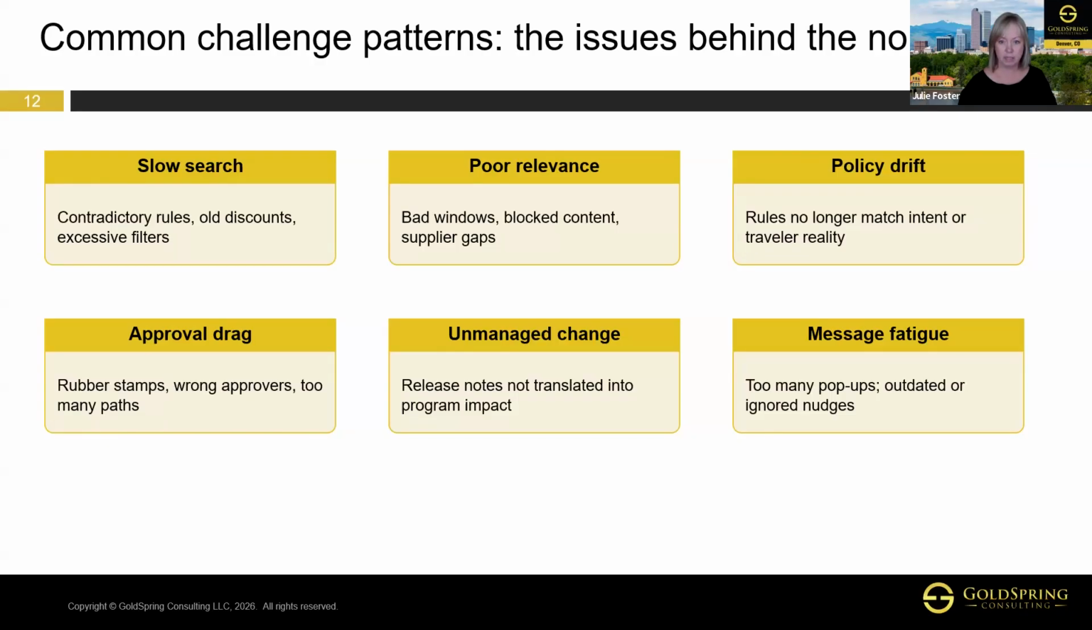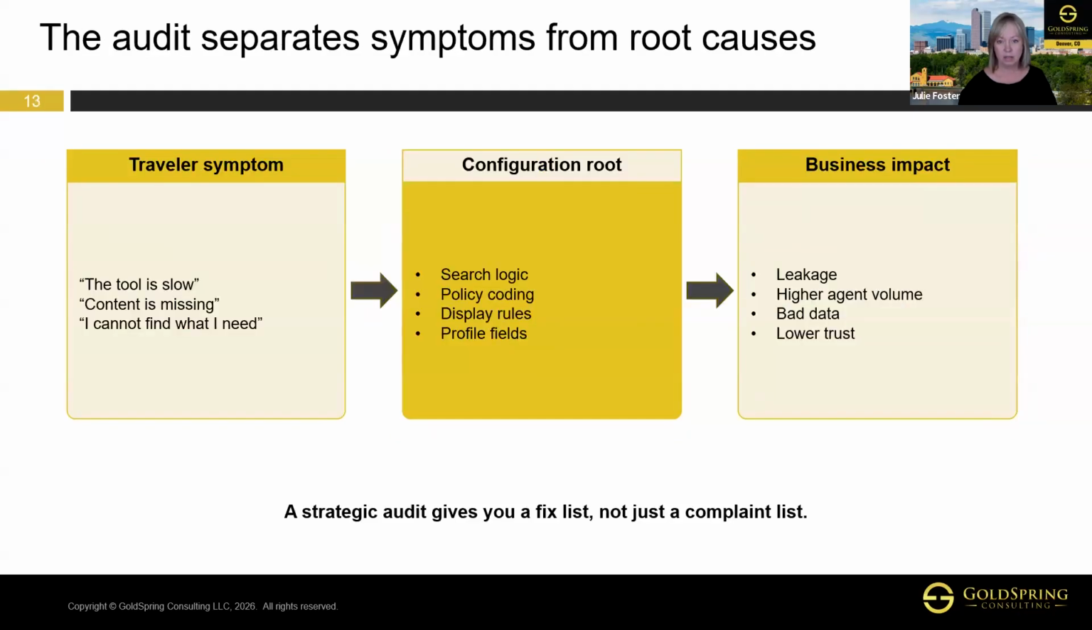We can move on to the next one. Here we talk about how the audit separates symptoms from root causes. An audit starts by looking beyond the initial pain points to understand the underlying cause. A complaint that the tool is slow may actually mean that the traveler is repeating searches because the results are irrelevant, while a complaint that content is missing might trace back to the sort order or the policy settings. That distinction matters. A strategic review connects the symptom, the root cause, and the corrective action.